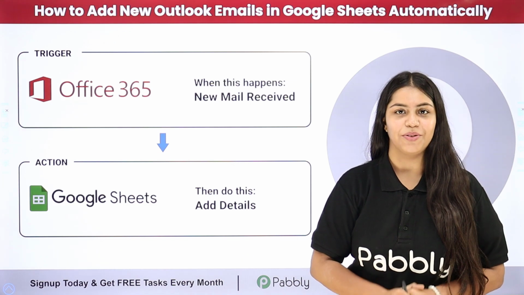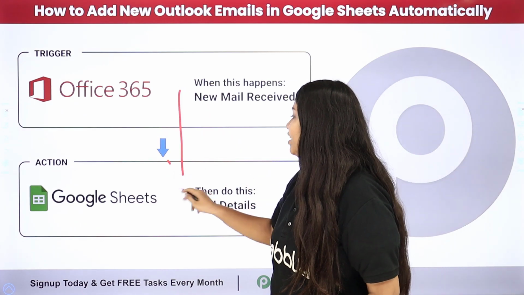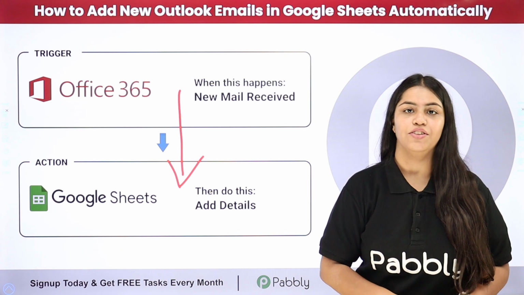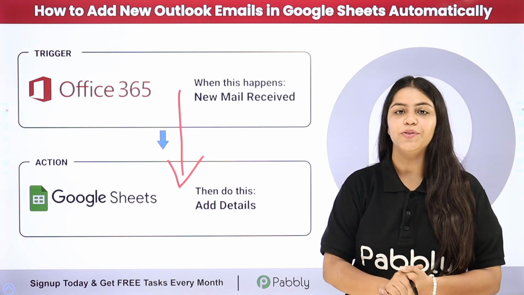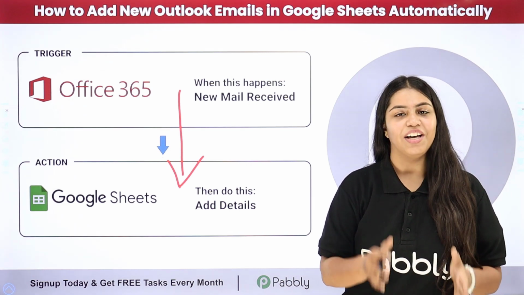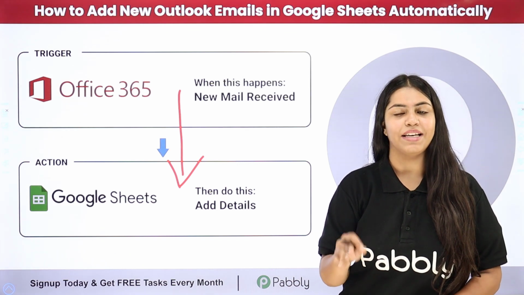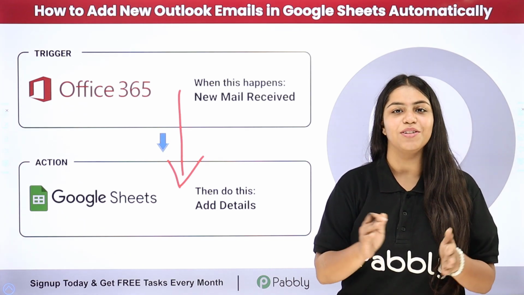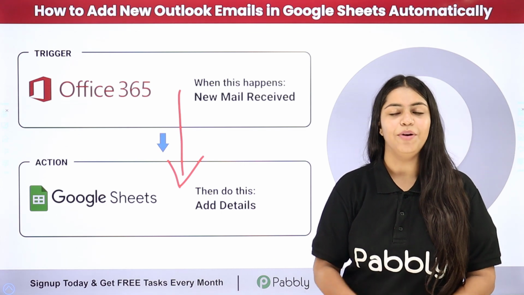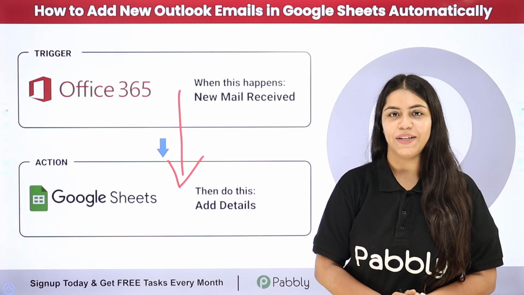So to do this, we are going to create a connection between Outlook email, which is Microsoft 365, and Google Sheets. To create this connection without knowing any programming or coding language, we are going to use Pabbly Connect. It is an amazing automation software. So do you also wish to learn this process step by step? Then let me take you to my computer screen.